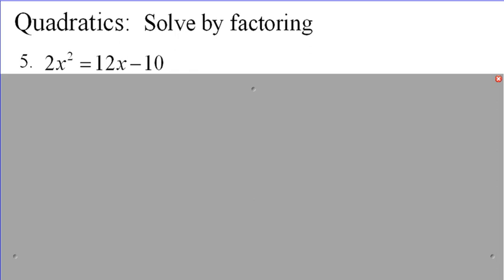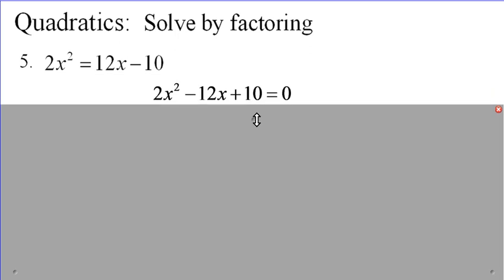For number 5, we've got 2x squared equals 12x minus 10. Again, if we're going to solve this by factoring, we need to make the equation equal to 0. So I'm going to move my terms of 12x minus 10 to the left side of the equals. So I would have to subtract 12x and add 10. So I'm now working with 2x squared minus 12x plus 10 equals 0.